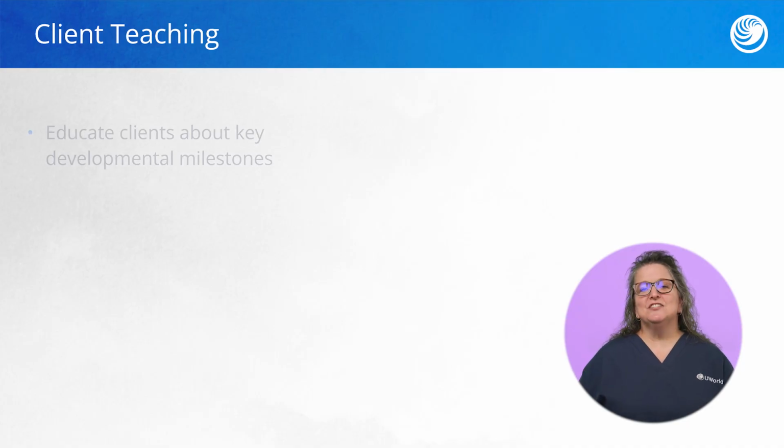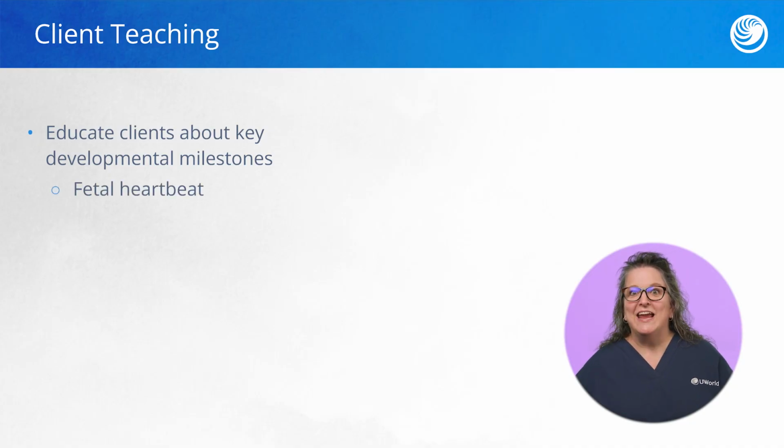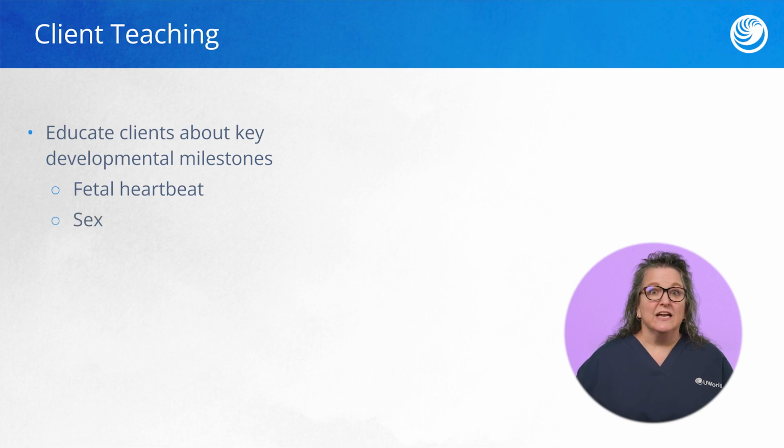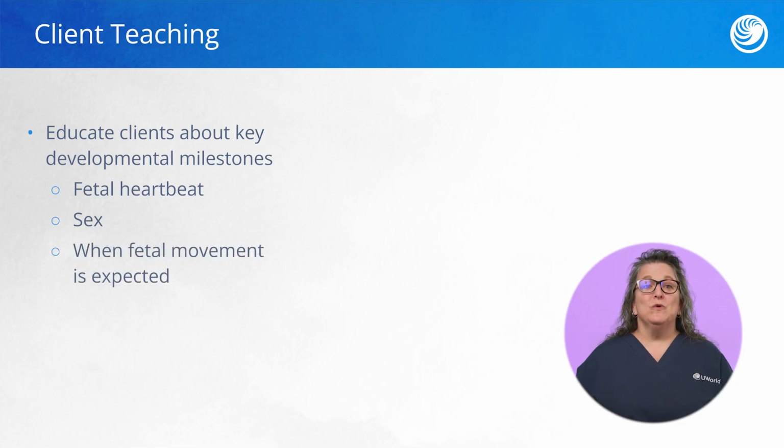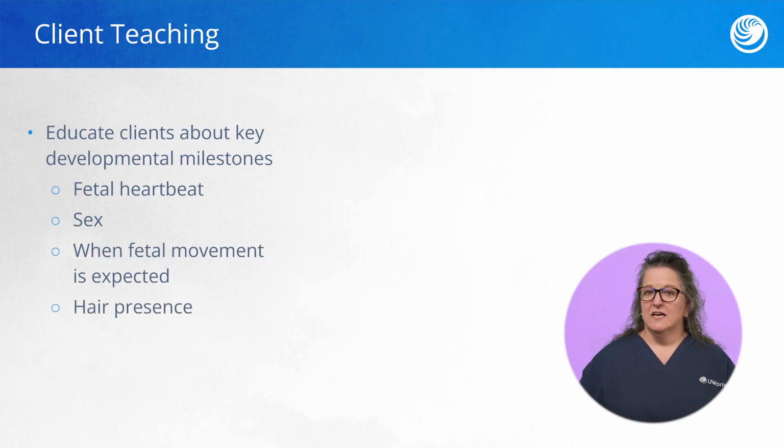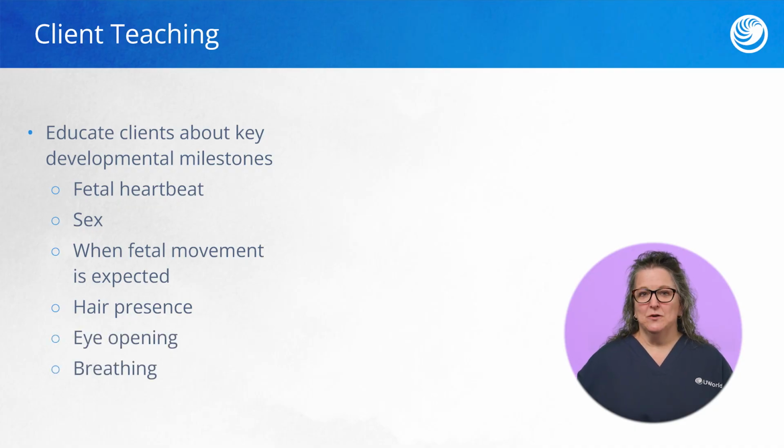Client teaching. Educate clients about key developmental milestones: fetal heartbeat between 8 and 12 weeks, sex from 9 to 12 weeks with blood or ultrasound, and by 16 weeks the sex can normally be clearly seen via ultrasound. When fetal movement is expected, quickening at about 20 weeks. Hair presence. At 20 weeks, eyebrows and eyelashes are starting to grow, and woolly hair may be seen on the head. By 24 weeks, the scalp hair is growing longer and the eyebrows and eyelashes are formed. Eye opening and breathing by 28 weeks.